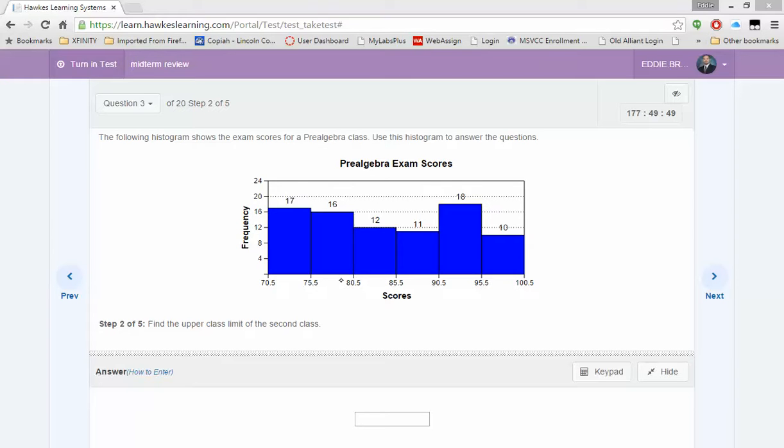Okay, it's going to be the number 80 because that would be the largest number in the second class. And then you have 80.5, and then the way that these classes will be is like 70, this would be 71 to 75, I believe, and then this would be 76 to 80, and this would be 81 to 85, and so on and so forth. Okay, so the upper class limit of the second class would then be 80.